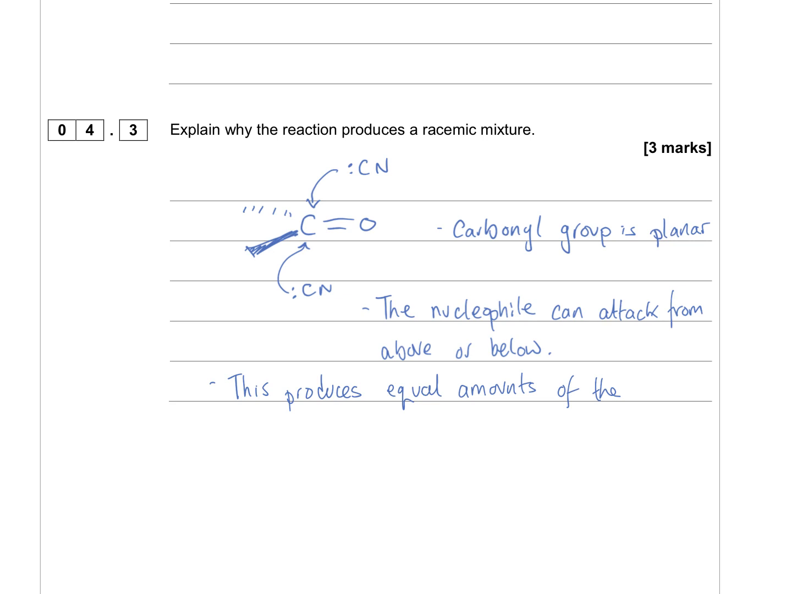You must mention the equal amounts because it wouldn't be a racemic mixture if it didn't have equal amounts of both. Incidentally, a racemic mixture would not rotate the plane of polarised light because the 2 enantiomers would cancel out.